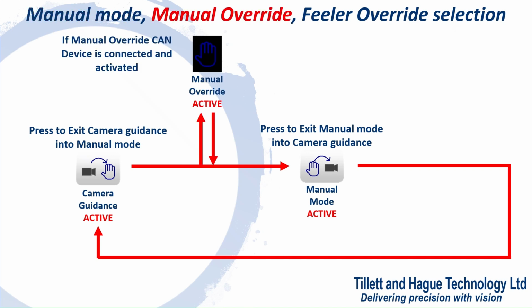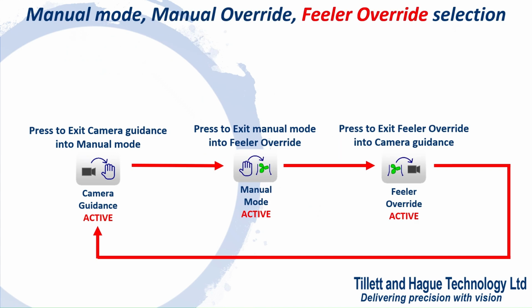If a manual override has been connected and is turned on, this will show a hand symbol indicating that the manual override input is active and no camera guidance input will be used. Toggling the switch of the manual override back to the off position will return the guidance system to the previous mode of operation. If a feeler override canvas device has been connected, this will be added to the sequence of available modes and can be pressed to toggle into the manual and feeler input modes of operation.